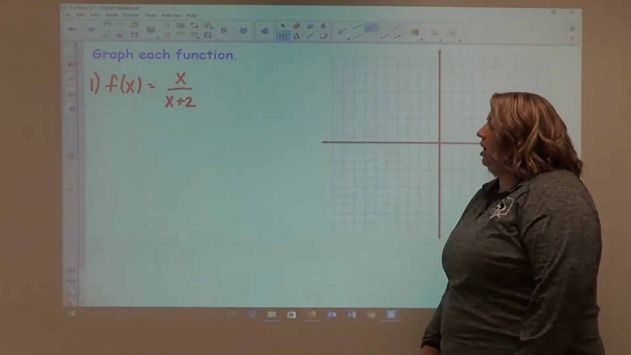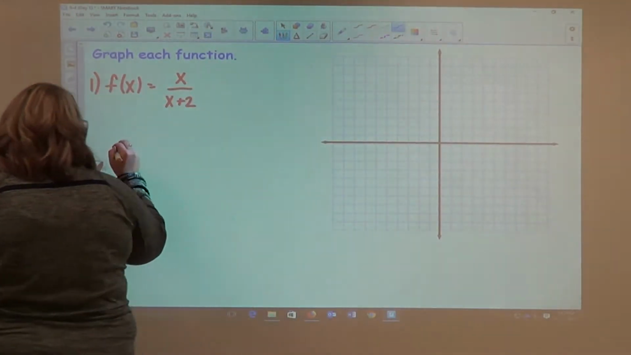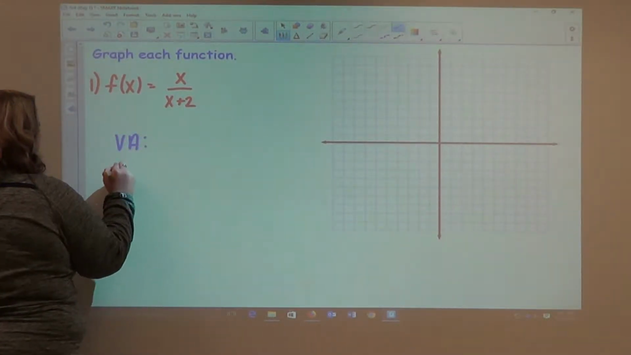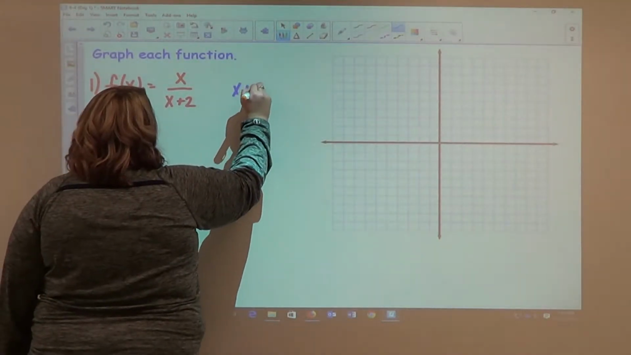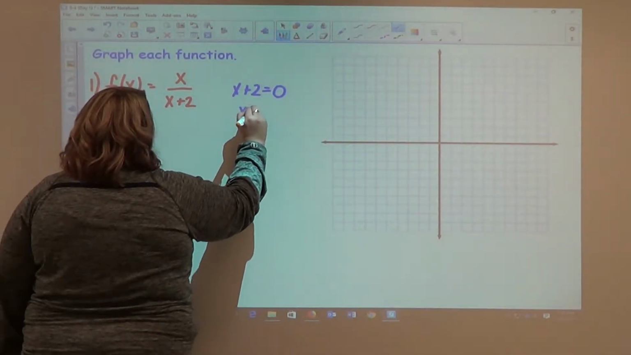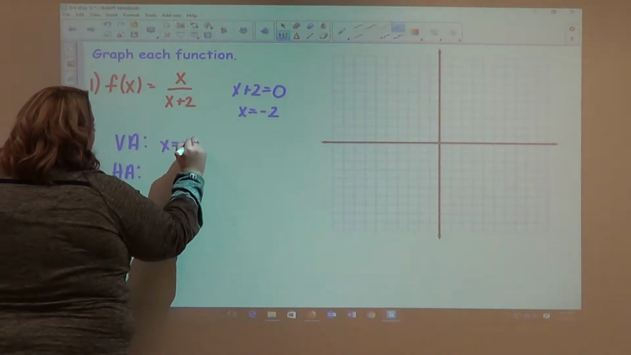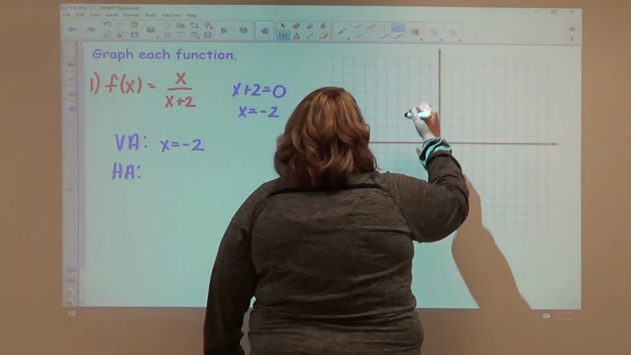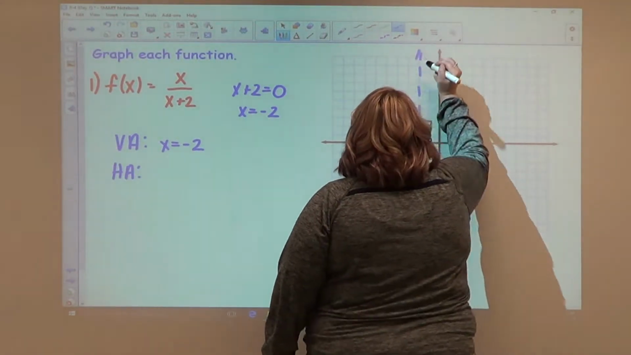Okay, f of x equals x over x plus 2. So if I want to find my vertical asymptote, this is just like how we found the domain before. So if you want to find your vertical asymptote, you set the denominator equal to 0 and you solve. So if I want to solve this, I would subtract 2. So my vertical asymptote is x equals -2. Okay, vertical lines. That means on your graph, you would have a dashed vertical line at -2.